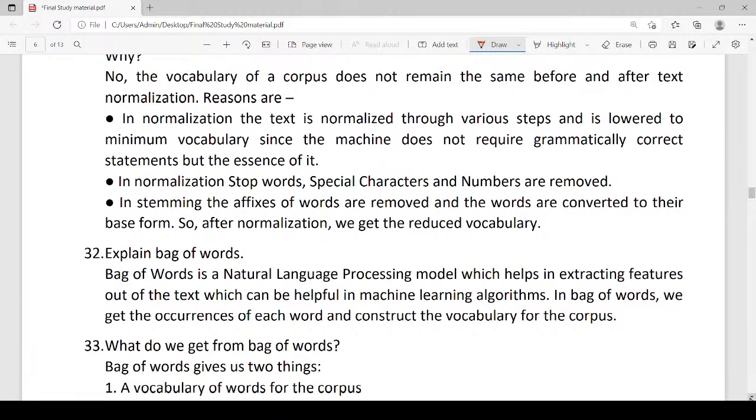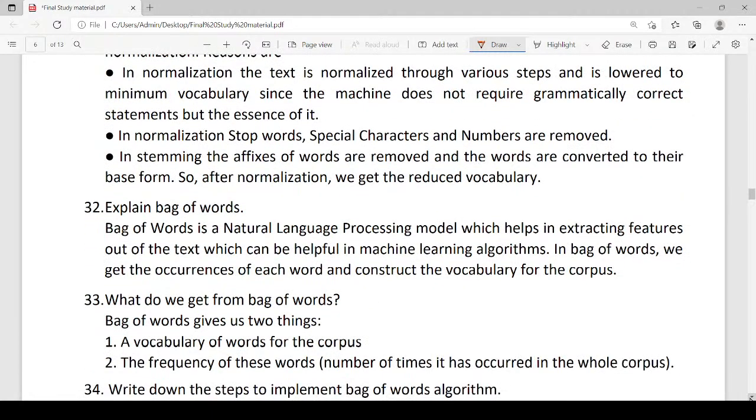Okay, let me give you the answers. You get two things. One is the vocabulary of words for the corpus, and the second thing is the number of times a particular word has occurred in the corpus. Exactly. So the frequency or the number of times a particular word has occurred along with the vocabulary of unique words. So these are the two things that we are going to get from bag of words.